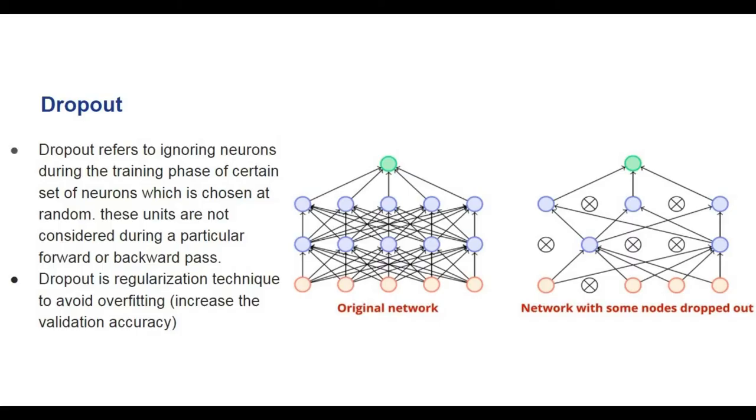Here we can see an original network, and here we have a network with some nodes dropped out, and these are the nodes that are dropped out. And like I said, this technique is to avoid overfitting.